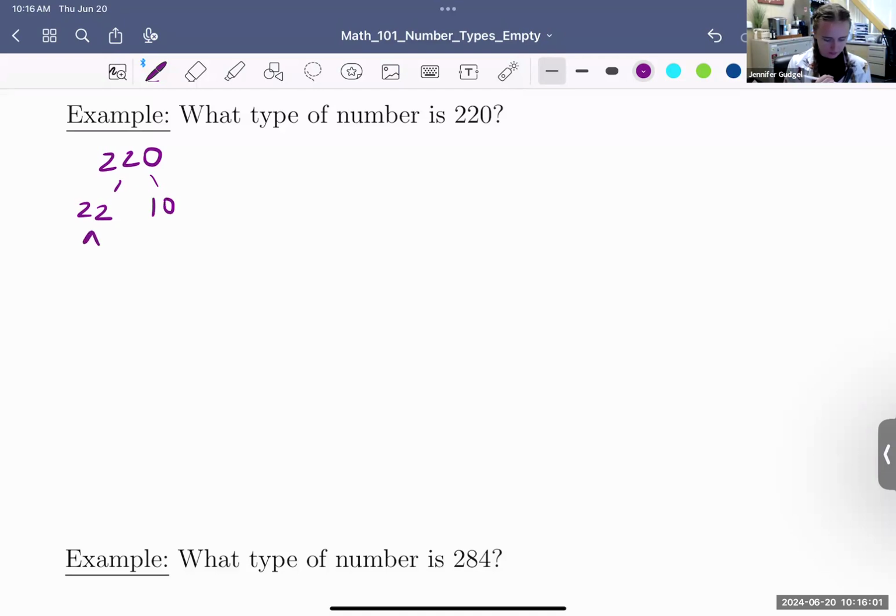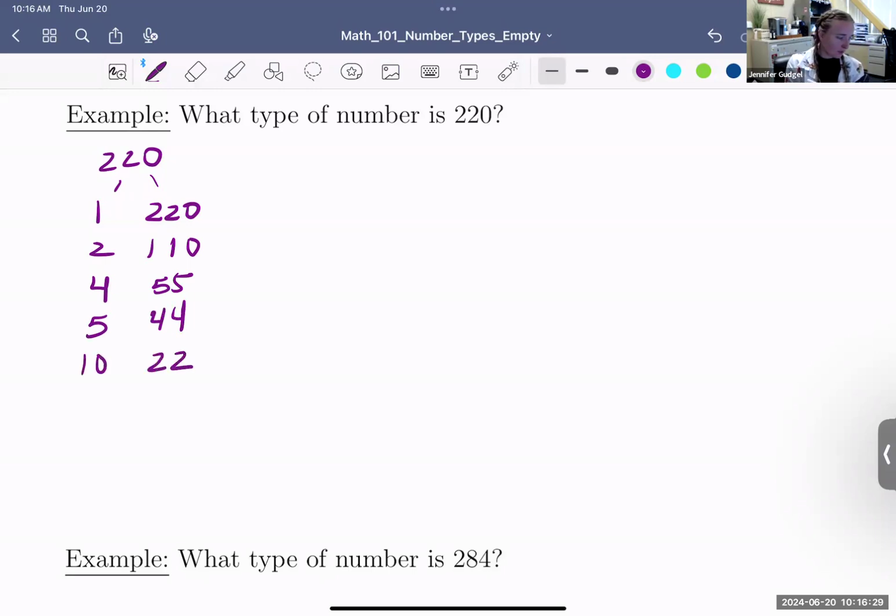22 and 10. Oops. I just went on autopilot and started doing the prime factorization. That's not what we're doing here. We need the proper factors. So 1 and 220, 2 and 110, 3, nope, 4 and 55, 5 and 44. We continue through until we get to 10 and 22, and then 11 and 20. And those are going to be all of our factors.